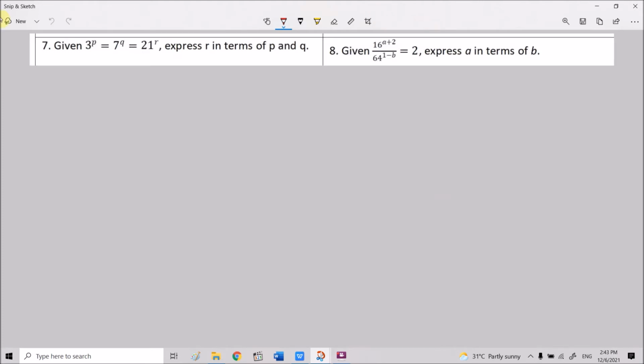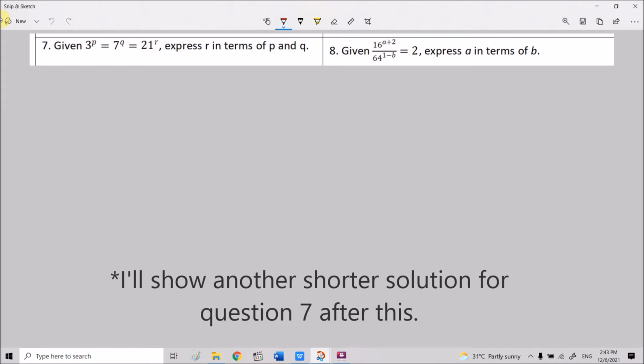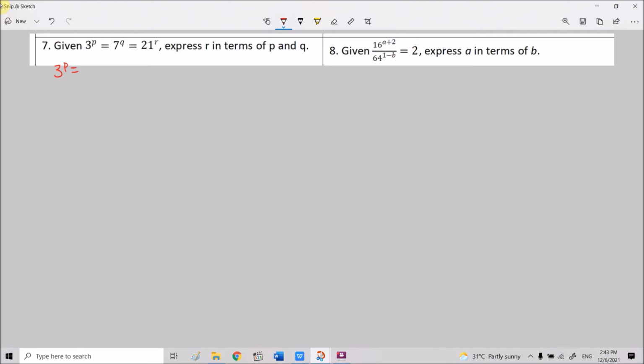Okay, there are a few ways of doing question 7 here, and I'm just going to show you one of the ways, which is by taking 3 to the power of p equals to another unknown constant, for example a. Okay, so since this equals this equals this, if 3 to the power of p equals a, hence 7 to the power of q also equals a, because they are equal.